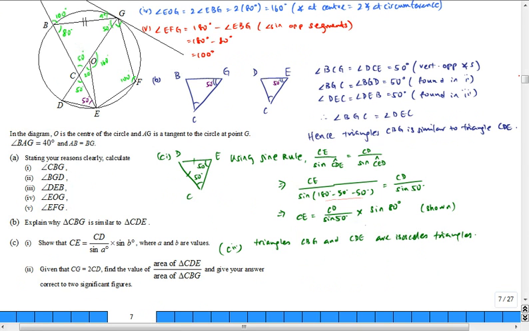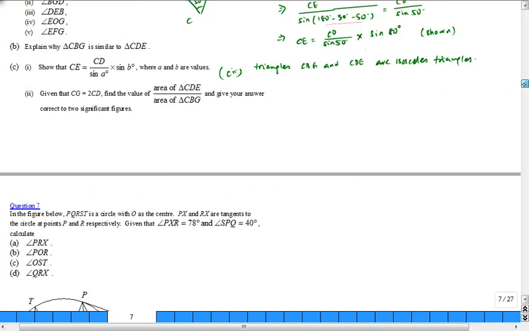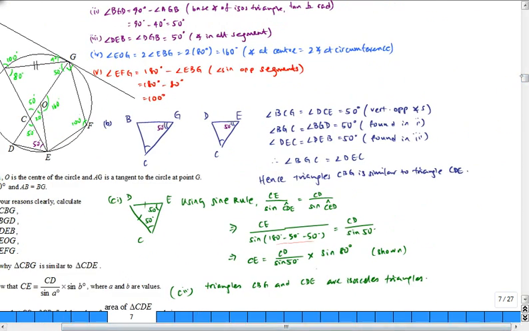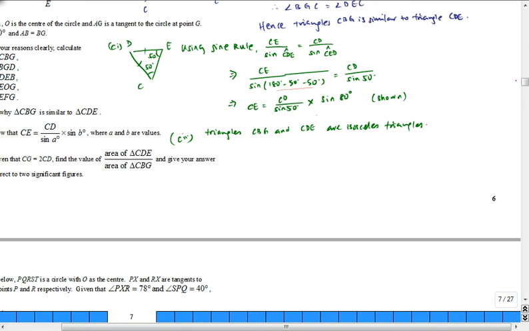And for part 2, since they are both, what did I write? C part 2. Okay, since they are both isosceles triangles, and we know that they are similar, we can write down area of triangle CDE over area of triangle CDG is equals to CE over CG square.